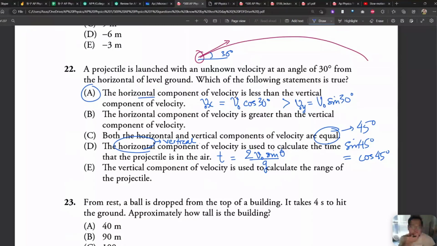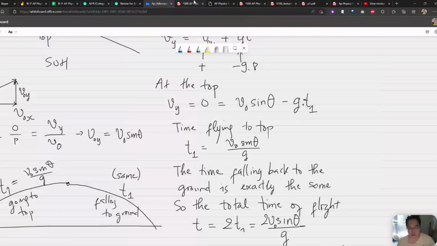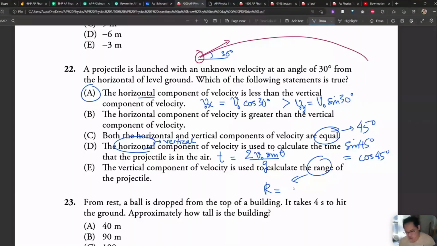Vertical component velocity is used to calculate the range of the projectile, both vertical and horizontal. Because the vertical component will allow you to calculate the time. I didn't tell you the range equation in the theory on this board, so this is the new equation for the range. The range is the horizontal speed Vx multiplied with the time. Vx is V0 times cosine theta, multiplied with the time, 2 times V0 times sine theta over G. This is the equation for the range.